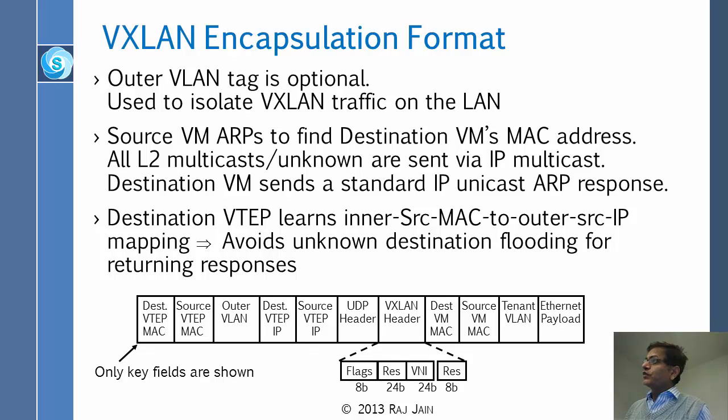Anyway, destination VTEP. Now VTEP is the switch. Destination switch learns the inner source MAC to outer source IP mapping. You see? So when a packet is coming, it says, oh, this VM is there. Where? At this source IP. So the switch, now remember VTEP is the switch. Switch can see all this header. VMs cannot. So the switch knows that next time I have to send to this MAC address, I will use this IP address. So there is a learning here, and it avoids unknown destination flooding for returning responses.